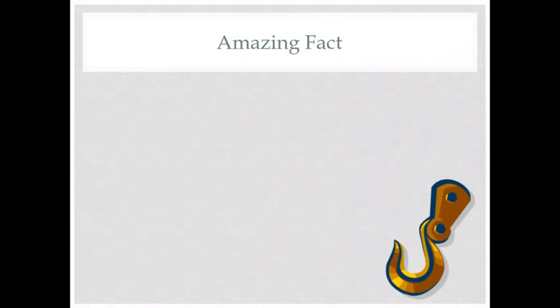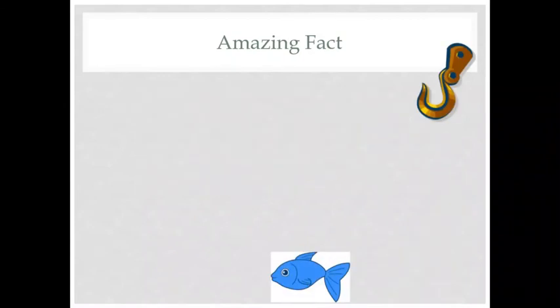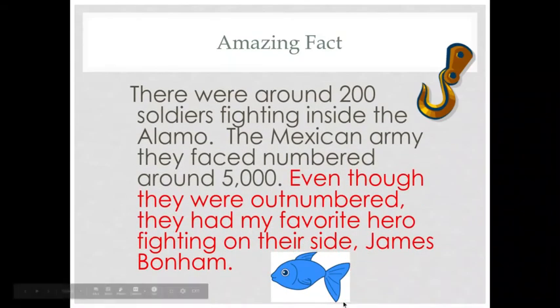Here's an amazing fact hook. There were around 200 soldiers fighting inside the Alamo. The Mexican army they faced numbered around 5,000. Once you have put the amazing fact hook, the next thing you need to put is the opinion that you're writing about.